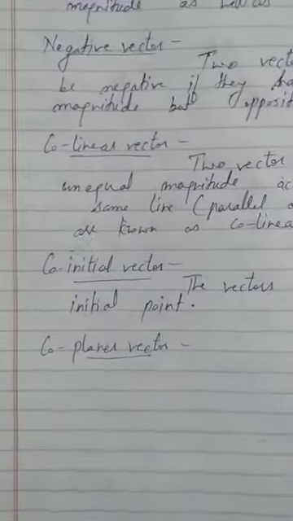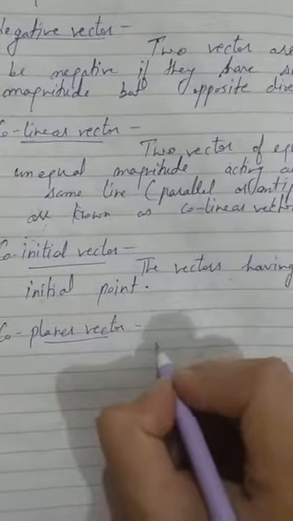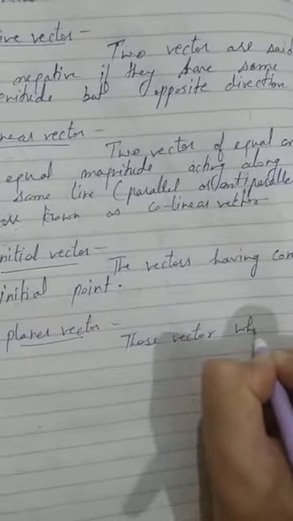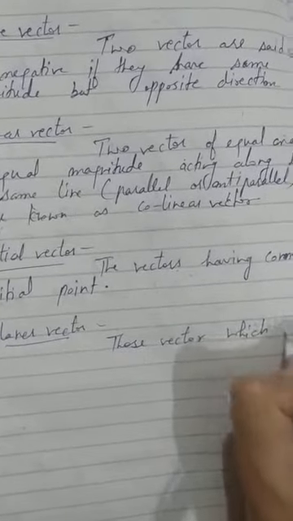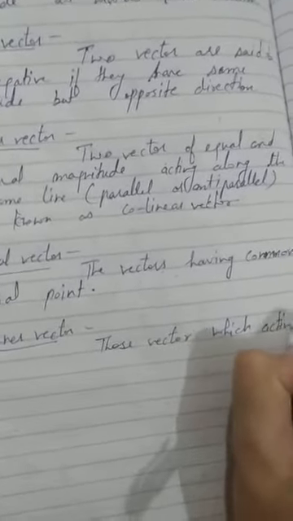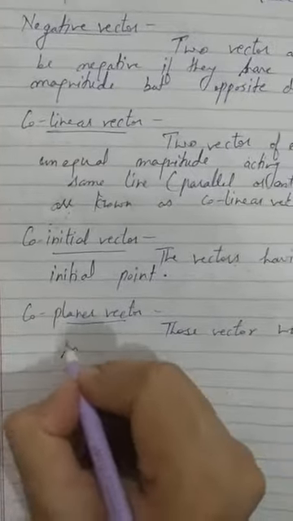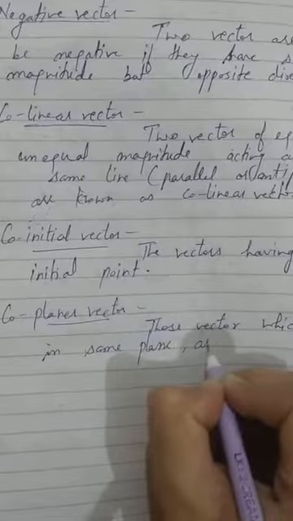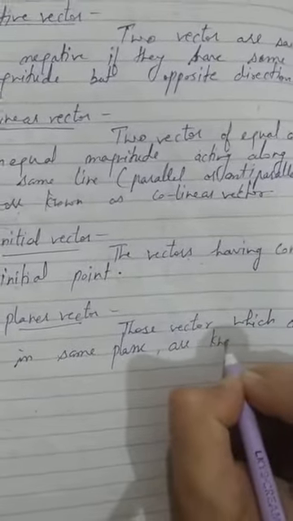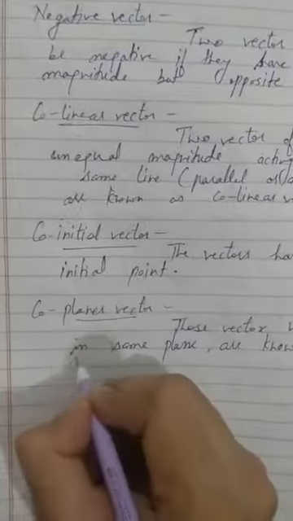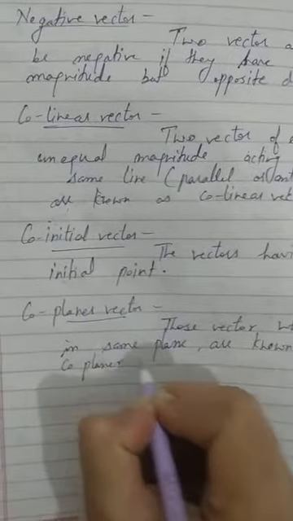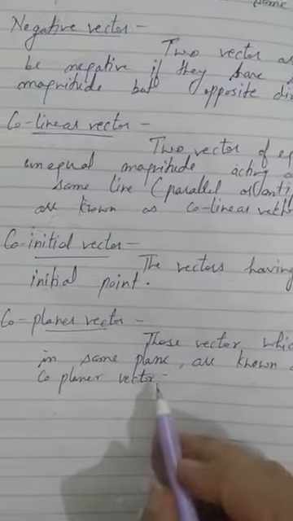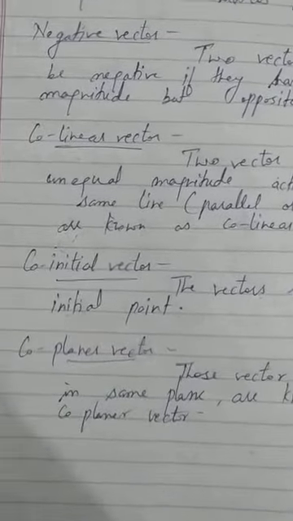Now next is coplanar vector. Coplanar vectors are those vectors which lie in the same plane. Those vectors which act in the same plane are known as coplanar vectors.